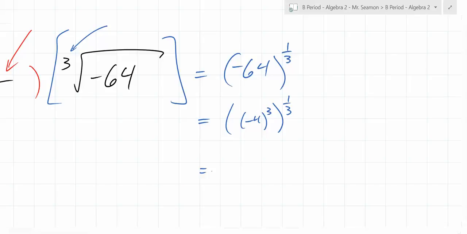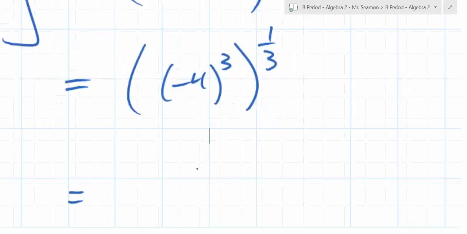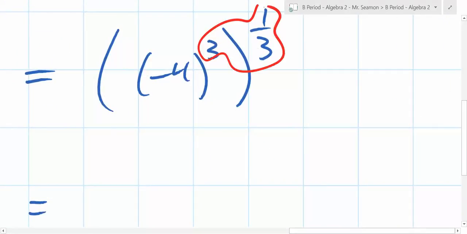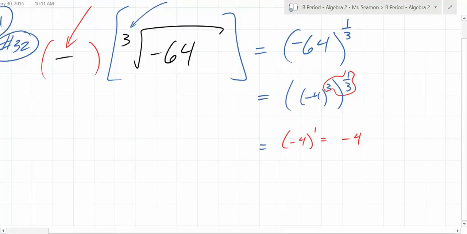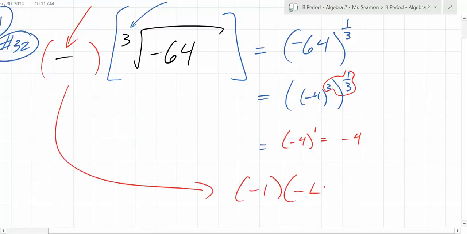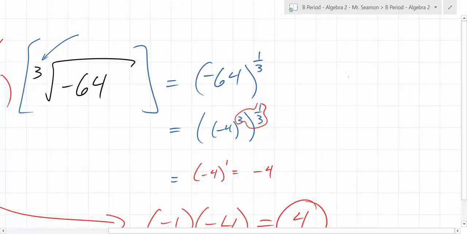What do you do with powers of powers? Right here, what do you do with these two? They become 1, so it's negative 4 to the first. What is that? So we just came up with the answer to the inside, right? But then what's floating out front? So you have negative negative 4, so it's equal to 4. I have a question. Where did you get the 4? I got the 4 because 64 is 4 cubed.